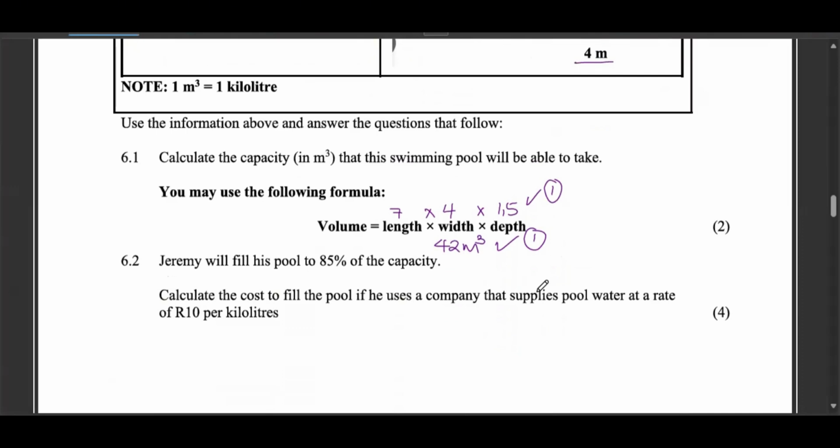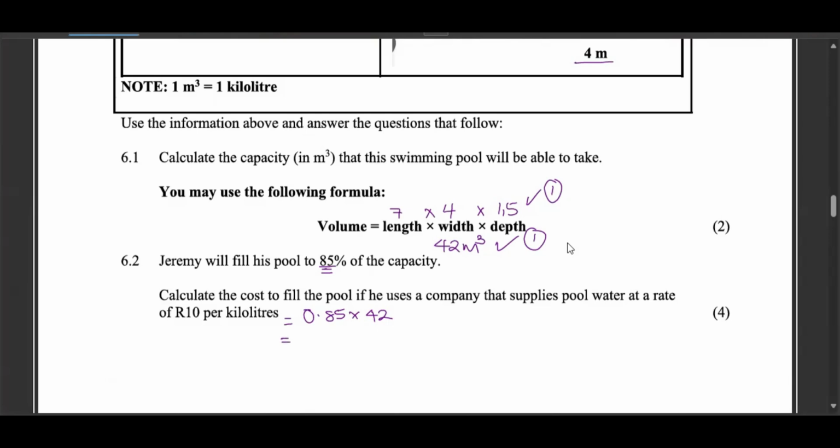Jeremy will fill his swimming pool to 85% of the capacity. Calculate the cost to fill the pool if he uses a company that supplies pool water at a rate of 10 rands per kiloliter. So what we need to know first and foremost is, what is 85% of the capacity? That's the first thing you're going to do. So we shall say it's 85% times the volume that we have.